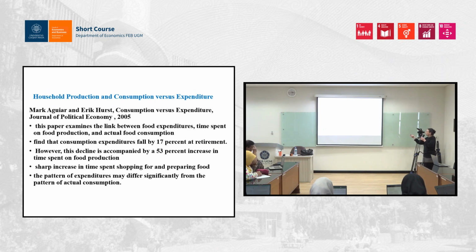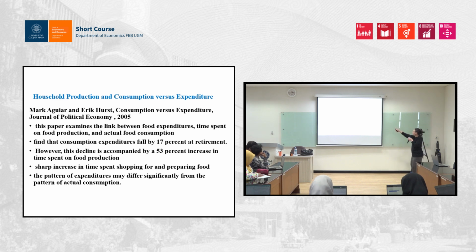So we are going to look at the food expenditure, of course, and especially food production and food consumption. If you look at private expenditure, you have a drop of 17% at retirement, but actually they find an increase of 53% in the time spent on food production. So the sharp increase in time spent shopping and preparing food. So they say, really, you should not look at private expenditure alone, you also have to consider the time people put into the whole production.